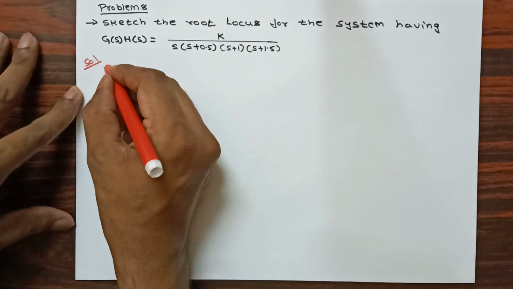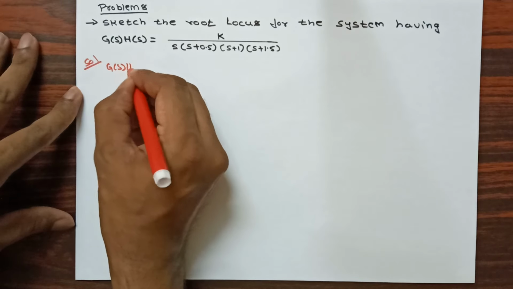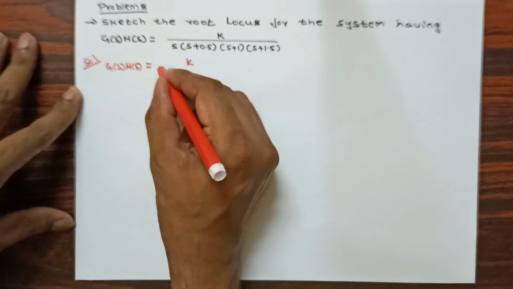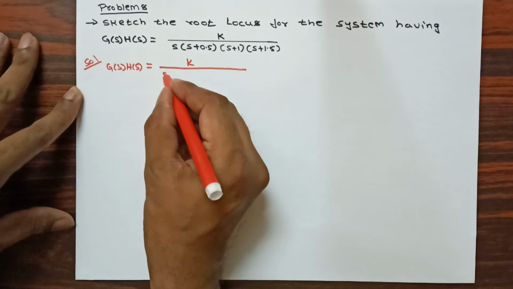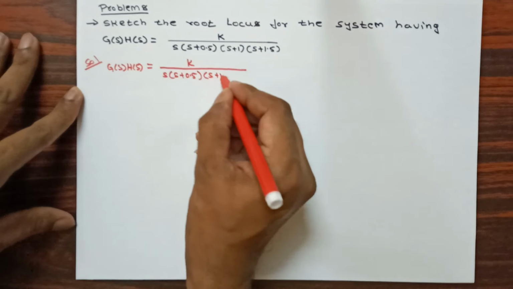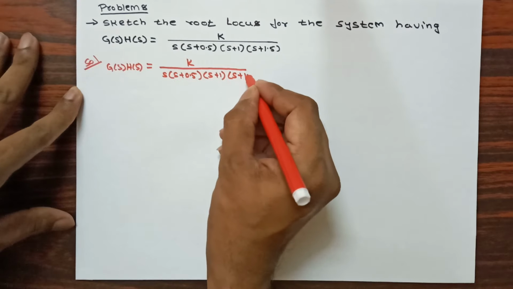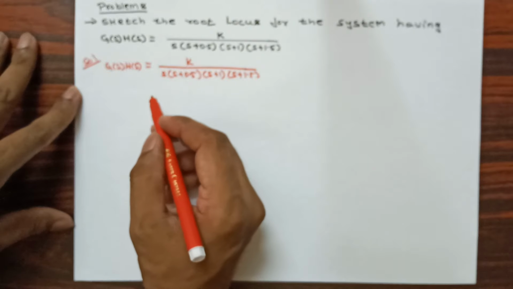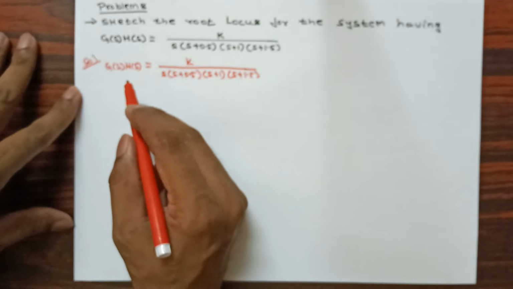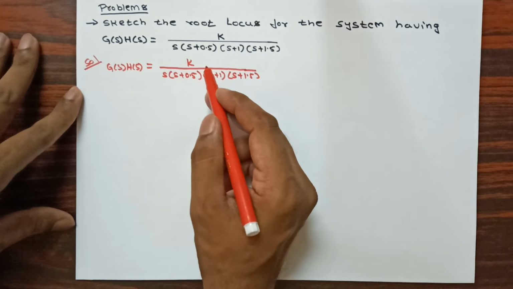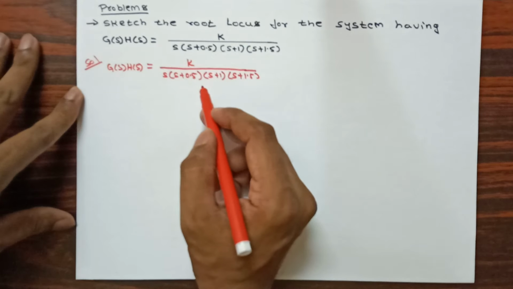Given open loop transfer function G(s)H(s) is equivalent to K divided by s into (s plus 0.5) into (s plus 1) into (s plus 1.5). To sketch the root locus, first we are going to identify the number of poles and number of zeros. As we know, in the open loop transfer function, the numerator s terms are considered as zeros and denominator s terms are considered as poles.